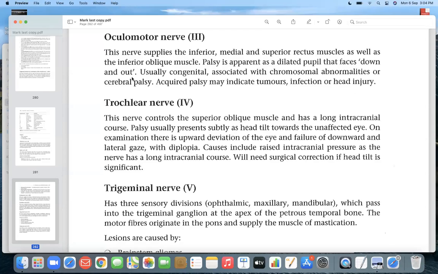So why is the eye down and out? Because of the unopposed action of the superior oblique and the lateral rectus. Okay, I'll share the picture now.